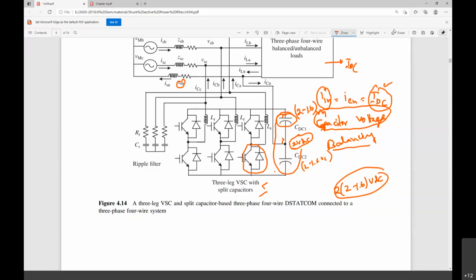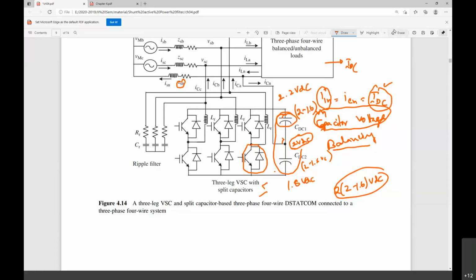If you have unequal voltages in the CDC1 and CDC2, then you may not get satisfactory performance. The compensator requirement may not be attained, because if there is a voltage balancing issue, one of the capacitors has been charged more. Let us assume that it has been charged to 2.2 VDC. Then the other will be around 1.8 VDC. Let us assume that it is 2 VDC, 2 VDC.